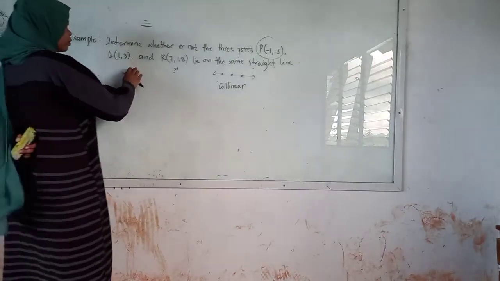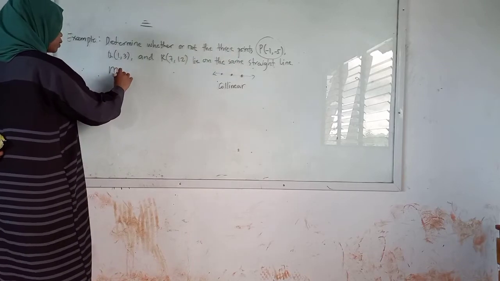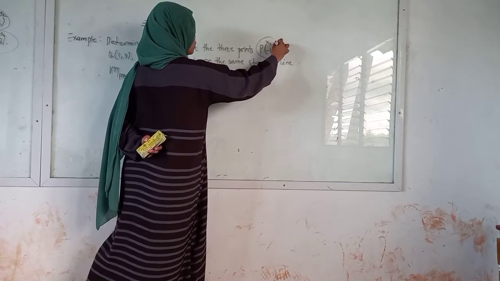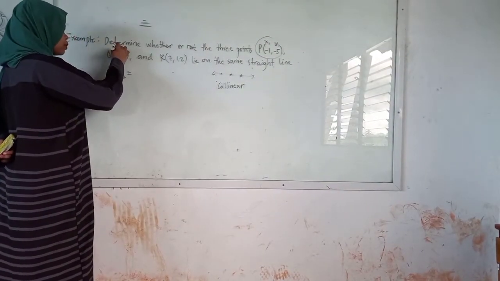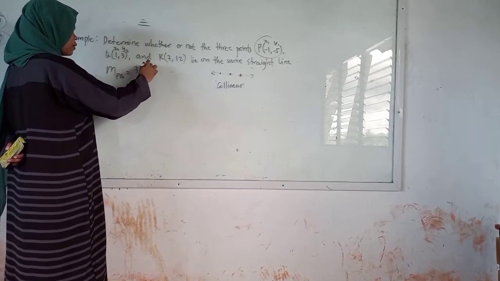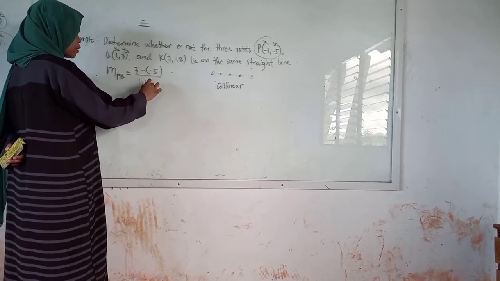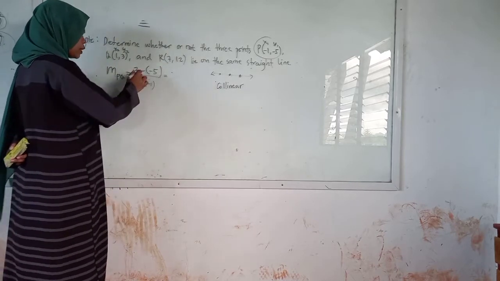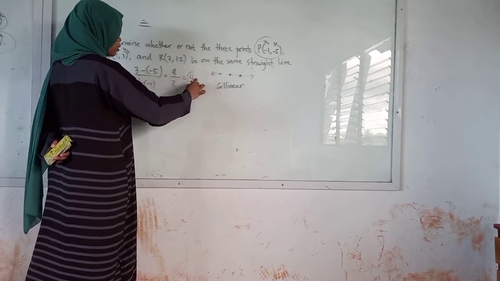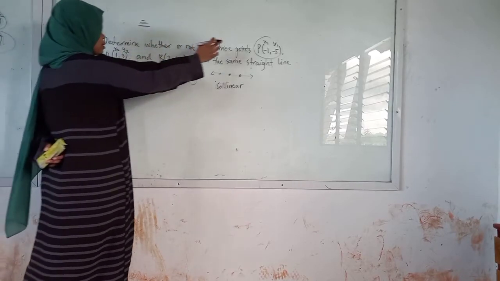So let us show whether the slope of P to Q is the same. This will be x sub 1, y sub 1, x sub 2, and y sub 2. By using the formula, I have 3 minus -5 over 1 minus -1. That will be 3 plus 5, that is 8, over 2, so that is 4. This is the slope of the line containing P and Q.